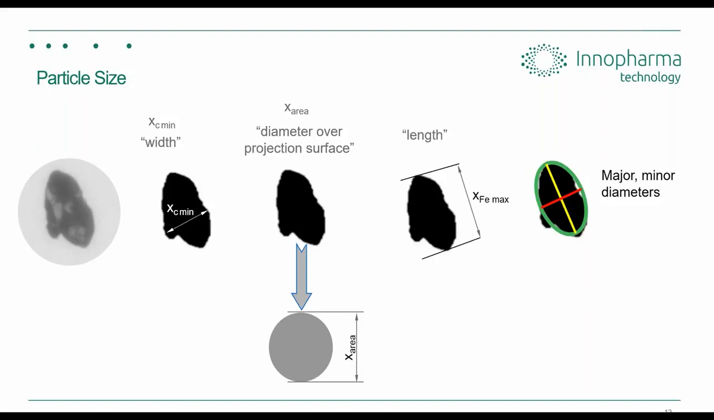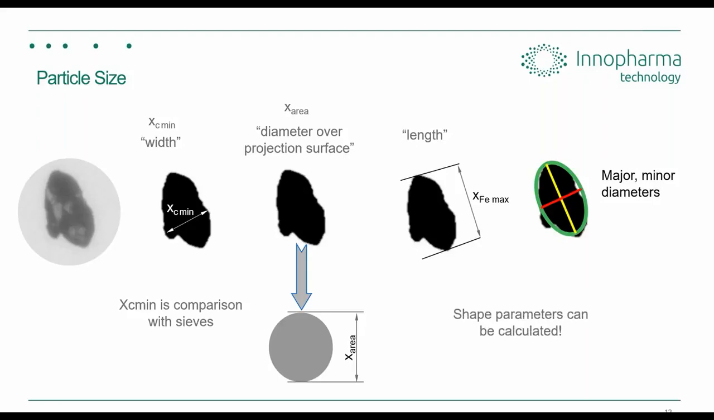There are other methods. You can take FE max, which is your ferrite chord length, horizontal or vertical, the longest length that matches it. And then on the right is actually what we use here for our Icon technology. The image analysis we use actually matches ellipsoids to the irregular shaped particles, where you're getting a major and minor axis, so a tighter fit essentially. As mentioned, it's comparable to sieve for XE min.